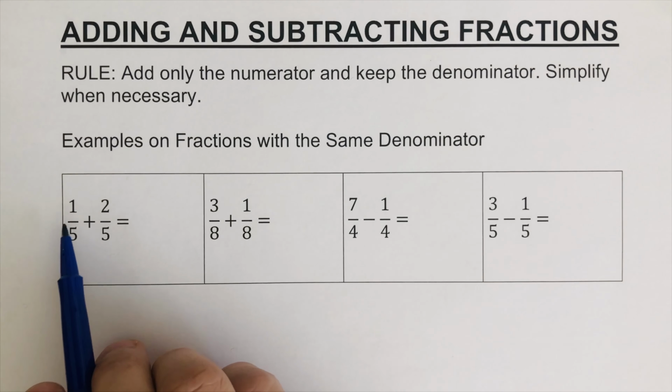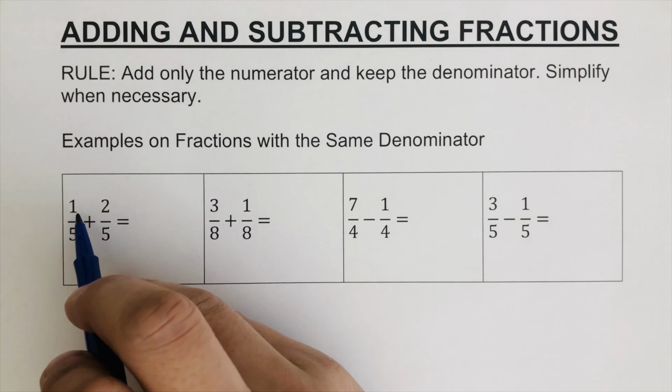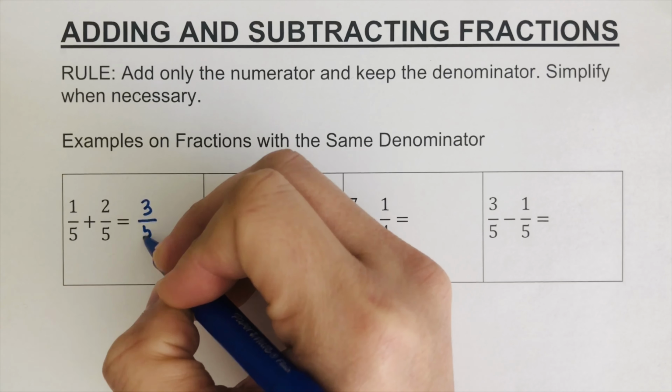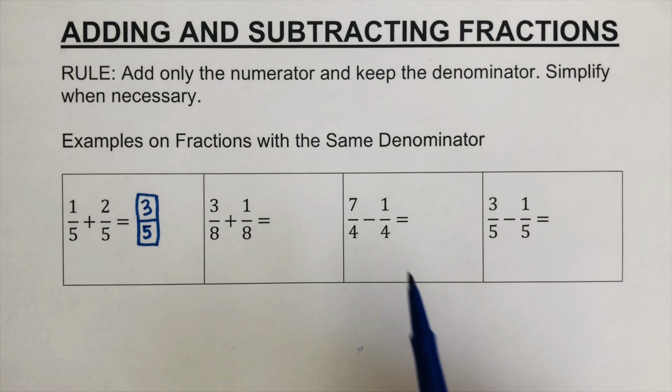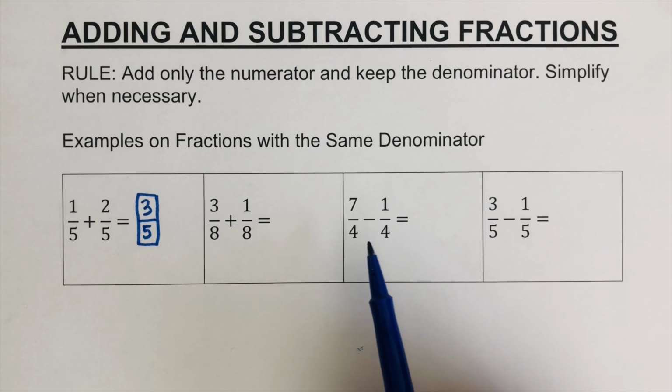In this problem right here, if we get 1/5 plus 2/5, that would be add the numerator, that would be 3/5. Okay. Now let's take this example right here, one with the subtraction.